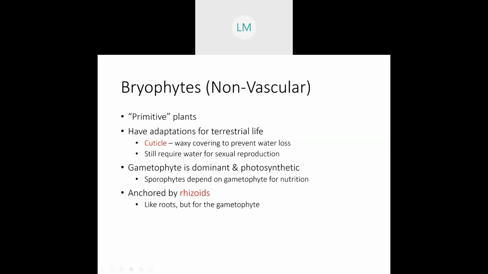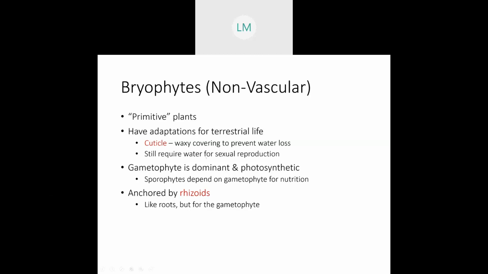And in this group, we're still requiring water for sexual reproduction. So even though we have this cuticle to help us live in a terrestrial environment, we're still dependent on the water for sexual reproduction. So we're not quite independent from the water yet. We still kind of need it for this one aspect of our life.